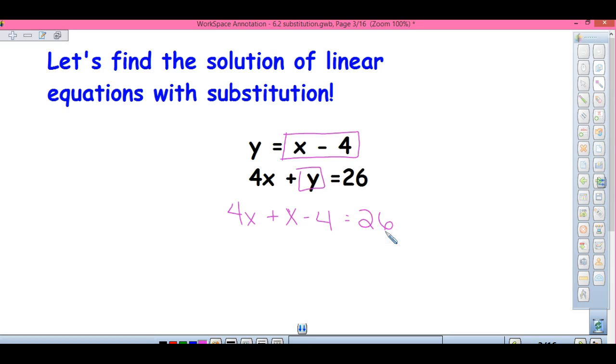Do we all get that part so far? Are you sure? Because that seems to be the hardest part. Okay, you're taking whatever is in this box and plugging it in for what it is in the next equation. Okay, so now that we have that, we can solve it. What do I have here? 5x minus 4 equals 26. Now what?